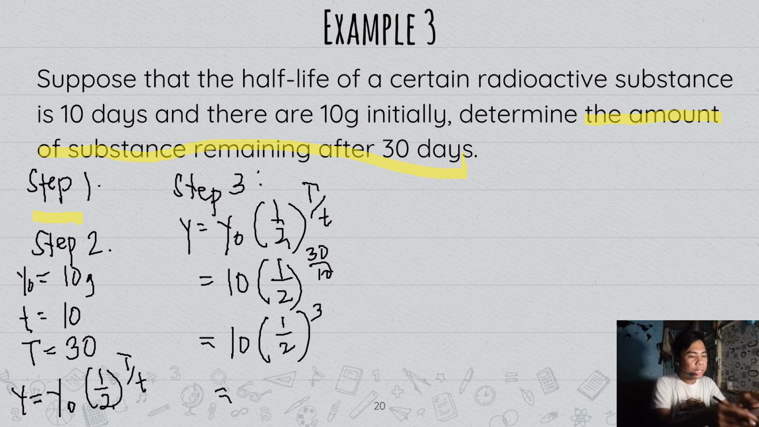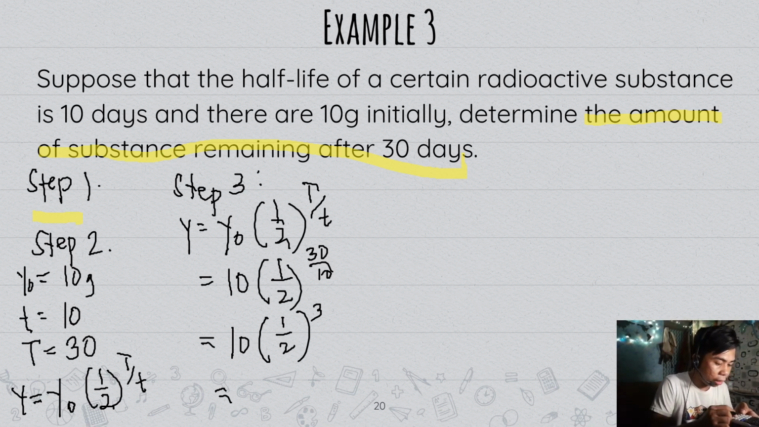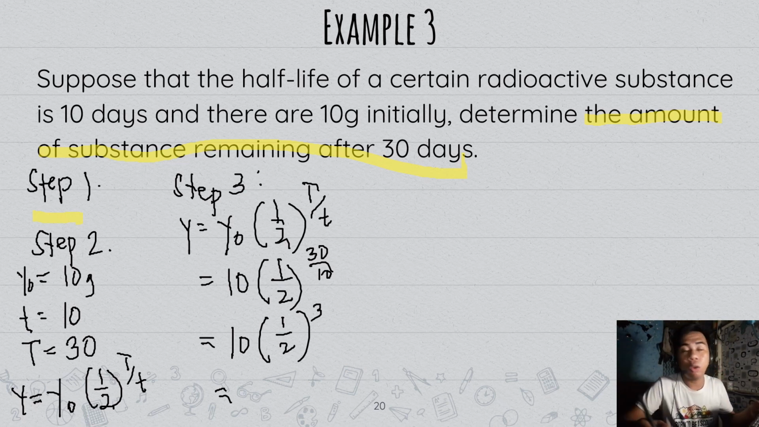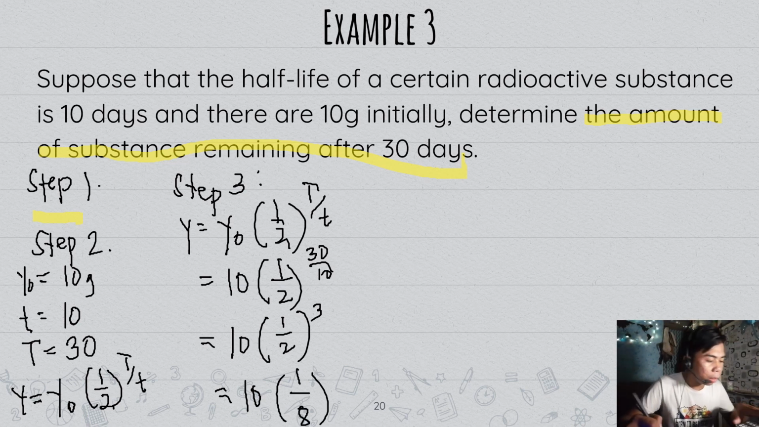So what is 1/2 raised to 3? Sorry, it's not divided. So 1/2 raised to 3 would be 1 over 8. So 10 times 1 over 8, the answer is what? 1.25. So I'll be writing it here.